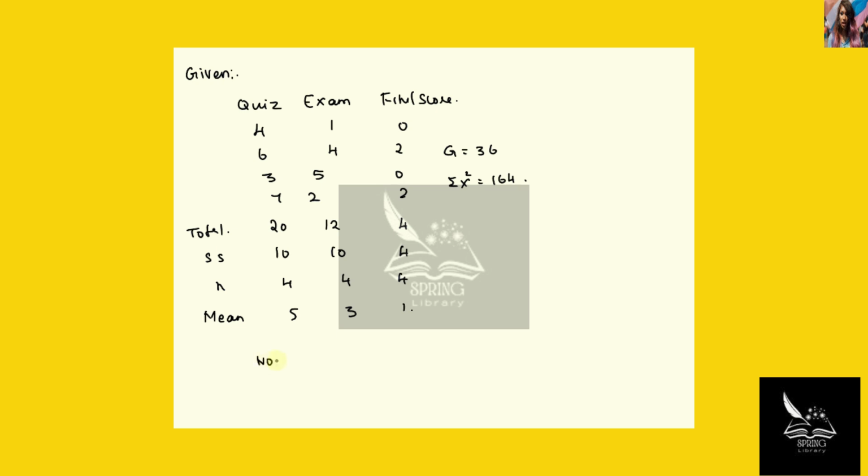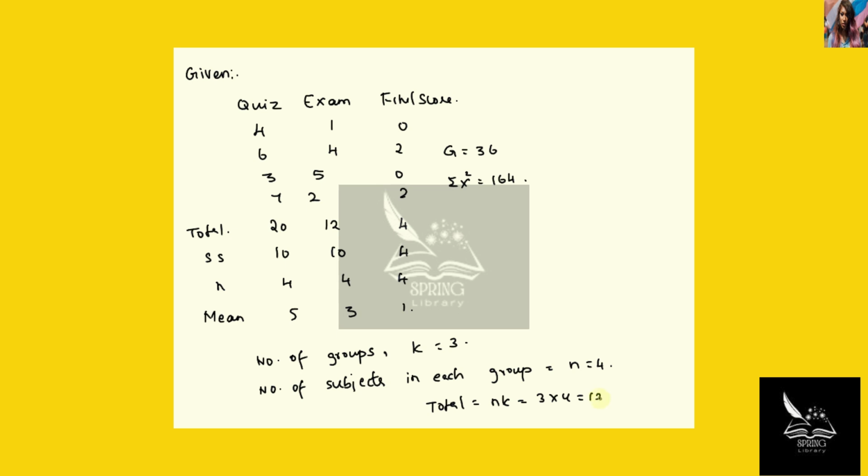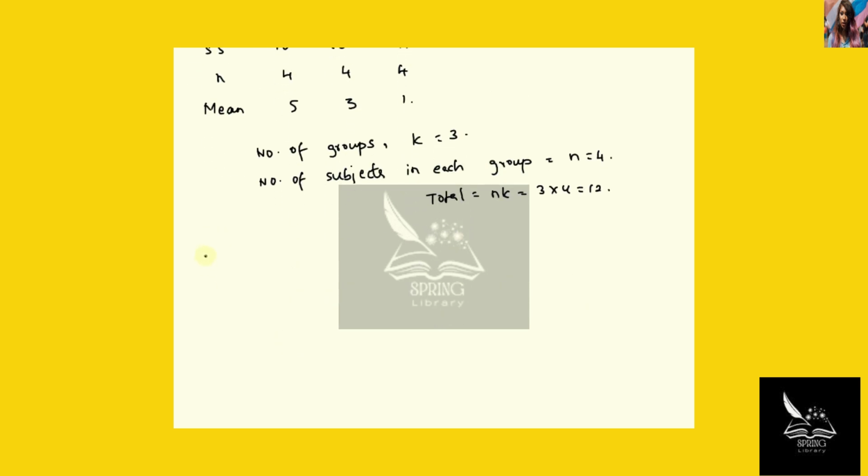Here the number of groups K is equal to 3 and the number of subjects in each group n is equal to 4. So the total number of subjects, which is nk, is equal to 3 into 4, which is 12. Now here we need to frame the null and alternative hypothesis. This is for the subpart A.